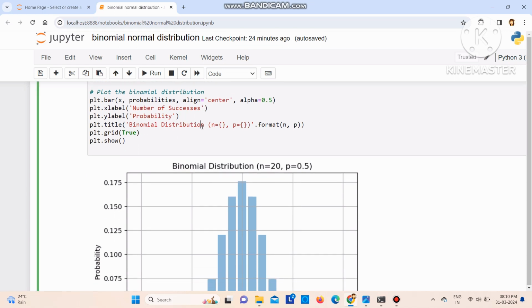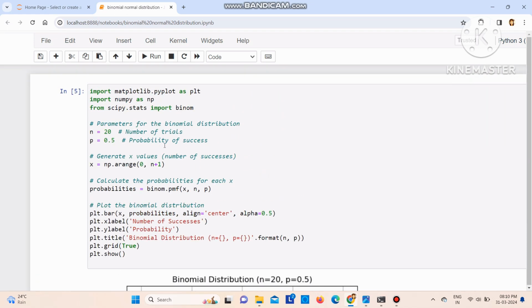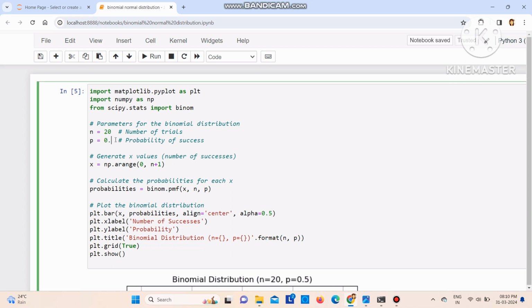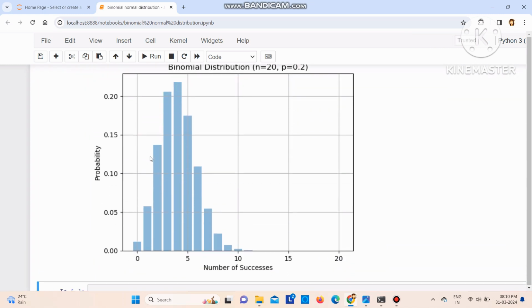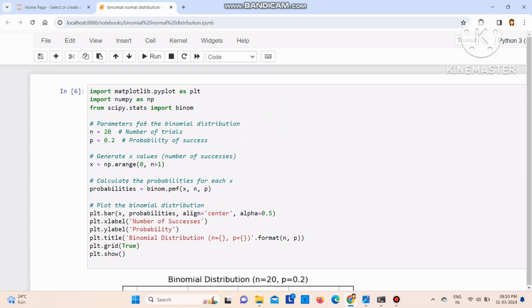So when we run this, we are getting this graph. Okay, now here we have given the probability as 0.5, right? Now let us see what will happen if we change the probability. Suppose there is less than 50% chance that you are going to get a success. Then let's see how the graph looks. You see it becomes right skewed, that is it is getting skewed towards the right-hand side. So this is what happens when you have a very low probability of success.